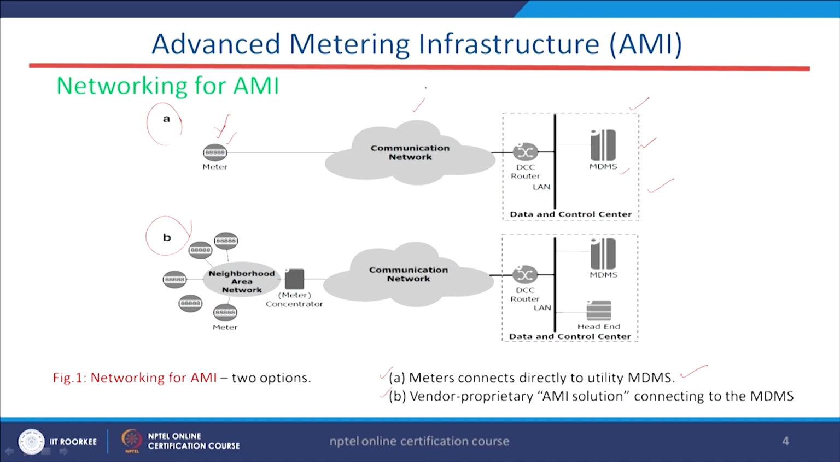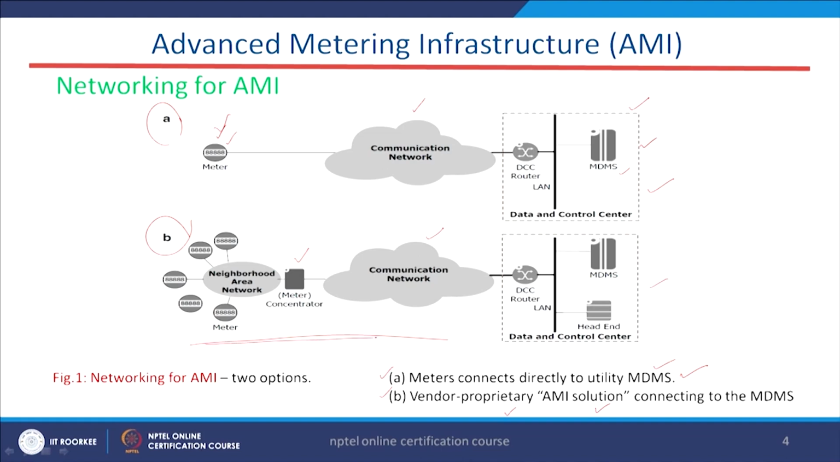So, this kind of architecture is known as meters connecting directly to the utility MDMS type. It is a direct connection. And the second one is the vendor proprietary AMI solution based connection. What is that? In this case, if you look at this figure, there are a larger number of smart meters which are connected to the meter concentrator, and again through the communication network they are connected to the MDMS of the utility section.